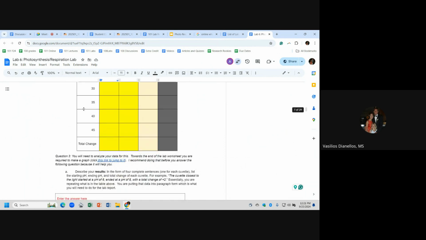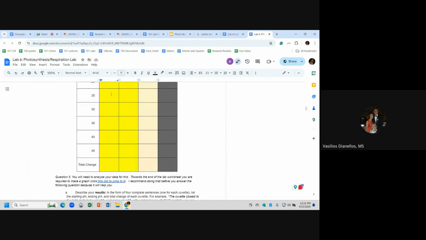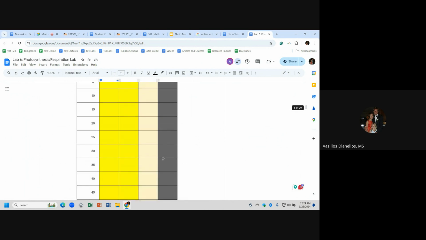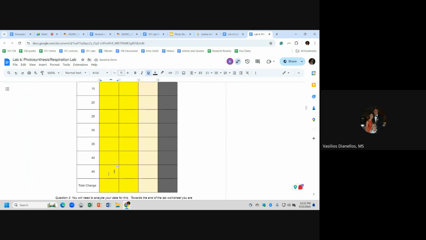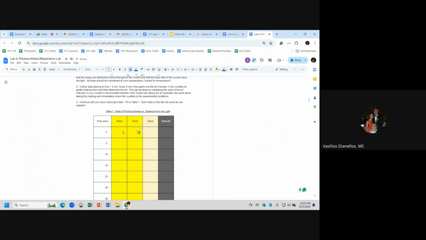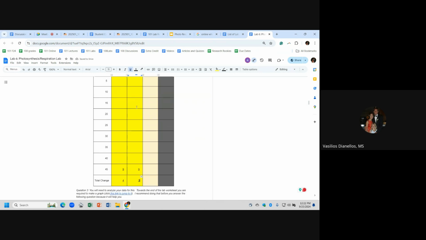You filled out a table with your data, and then the very next question is basically asking you to repeat the information that's in the table, right? You're going to put the numbers in here into paragraph form. So to give you an example, if you were writing results for this, that one started at a pH of 5, ended at a pH of 9, with a total change of 4. And let's say this one started at a pH of 6 and ended at a pH of 9 with a total change of 3. Obviously there's going to be middle stuff too, but again, these are your results.